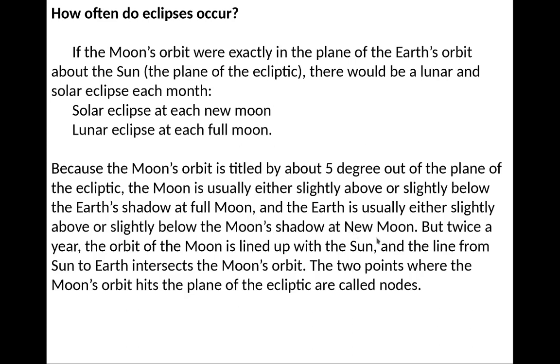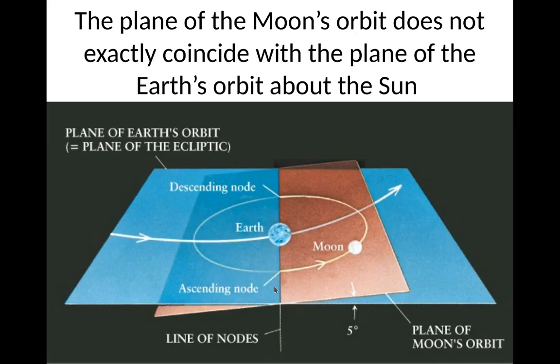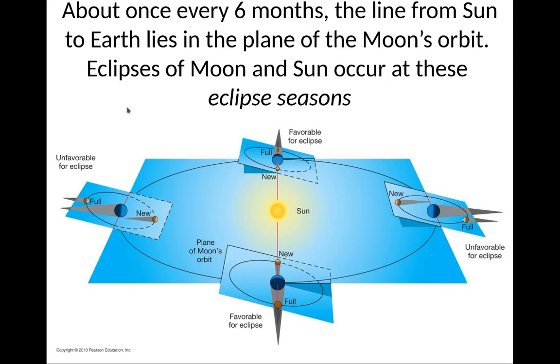If they were exactly on the ecliptic, then we would get a shadow all the time. We would get a solar eclipse once a month and a lunar eclipse once a month. But that's not true. There are only 2 points where that's possible, where the moon's orbit lines up with the sun. These 2 points are called the nodes. So only once every 6 months does the line from the sun to the moon lie in the plane of the moon's orbit.